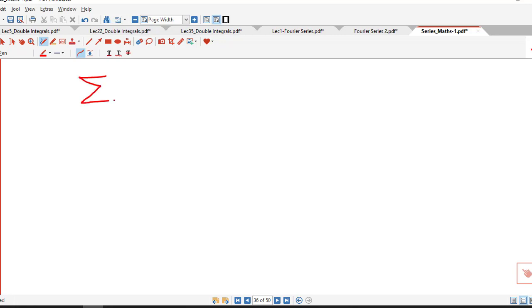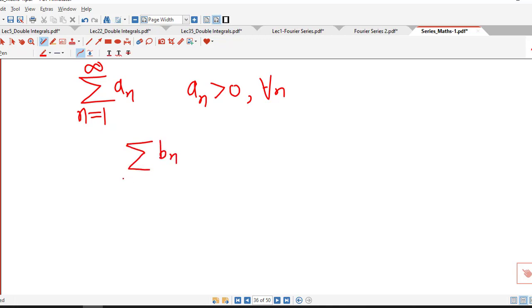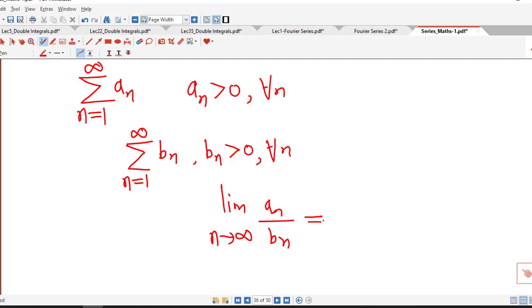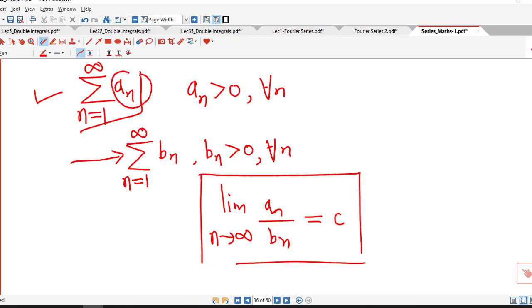So in the limit comparison test, suppose we are given a positive series to check for convergence. Positive series means a_n is greater than 0 for all n, and suppose there exists another series with positive terms, say sigma b_n, also a positive series, such that the limit of a_n upon b_n as n tends to infinity equals, say, c. So in the limit comparison test, given some series sigma a_n, we select another series sigma b_n, and then find the limit of the ratio of the nth term of sigma a_n to the nth term of sigma b_n, that is, the limit of a_n upon b_n as n tends to infinity. Suppose the value of this limit is c.